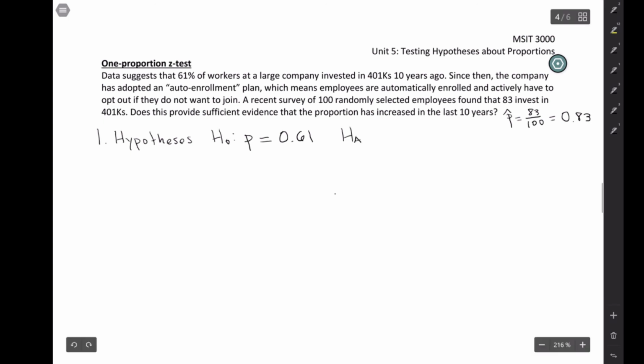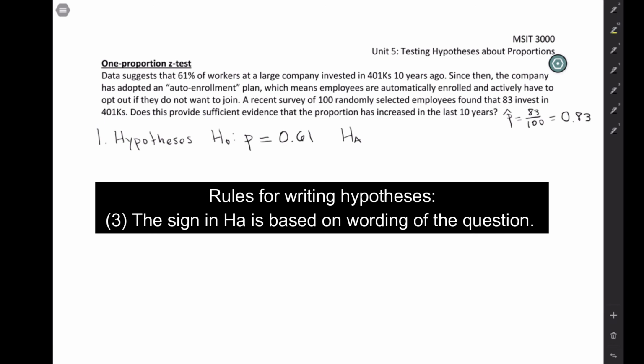The alternative is what we're trying to prove. So here we have to be kind of careful with how we read the question. Does this provide sufficient evidence that the proportion has increased in the last 10 years? So you can see that's what we're trying to prove. So we'll write our alternative is that p is greater than 0.61.